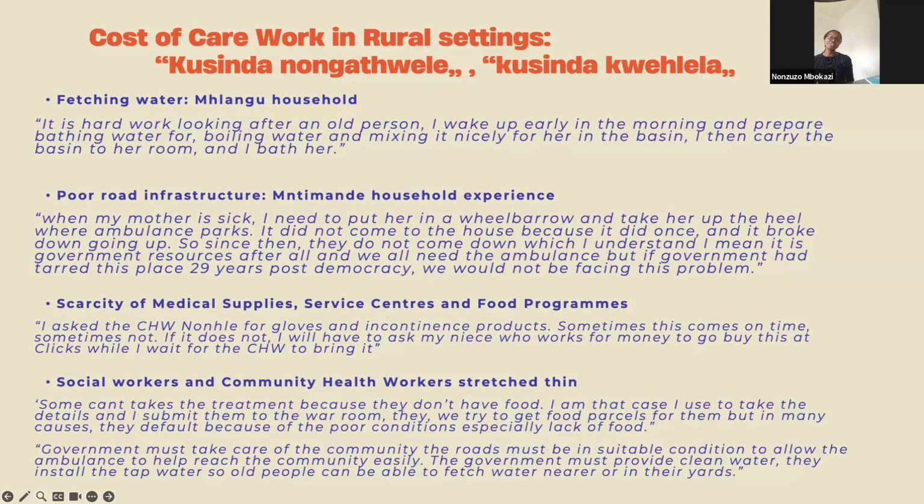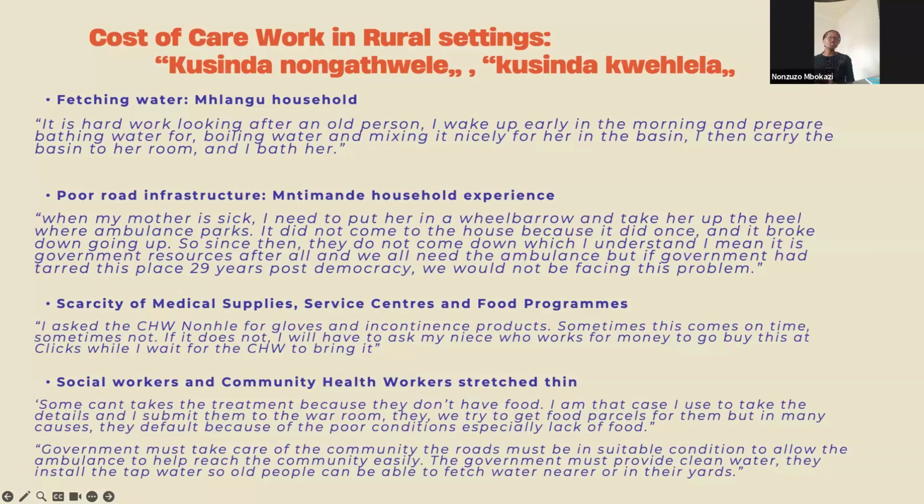And an example of this is the Mdimande household, where we conducted research. The care receiver was battling with a lung condition, and this lung condition would often flare up, meaning that the caregiver would have to call an ambulance, and an ambulance would have to come and provide care and assistance to the mother. They lived at the bottom of a valley, and the ambulance had gone to the household twice, but broke down due to the poor terrain of the area.